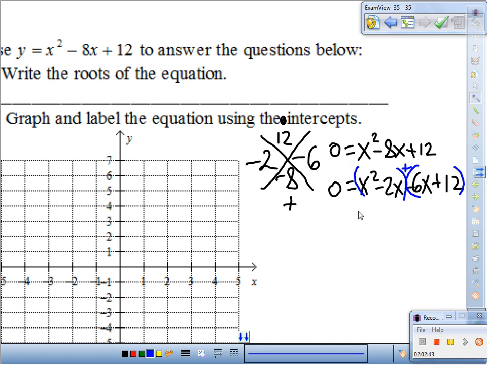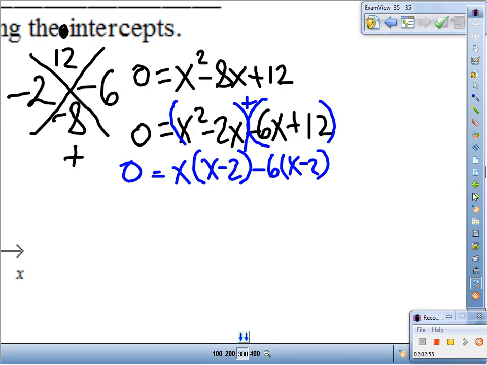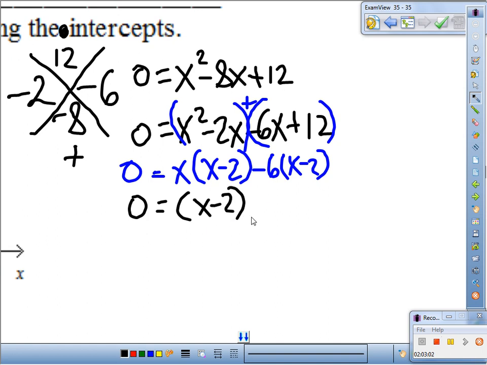GCF here is what? X. We're left with x minus 2. GCF here is negative 6. We're left with x minus 2. All that equal to 0. Let me zoom in a little bit. From there, we get 0 equals x minus 2, x minus 6.